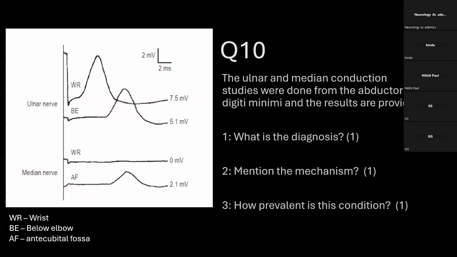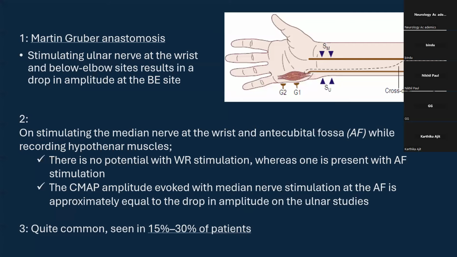In this next question, the ulnar and median nerves were studied from the abductor digiti minimi. What we see here is when we stimulate the ulnar nerve at the wrist, we have a decent CMAP, but when we do it more proximally, the CMAP amplitude drops. Whereas when we stimulate the median nerve at the wrist, we don't get a CMAP at all, but when we stimulate proximally, we get a smaller CMAP. If you observe, that smaller CMAP added to the CMAP we got on proximal stimulation is more or less equal to the CMAP we get from the distal stimulation of the ulnar nerve. So this is called Martin-Gruber anastomosis.